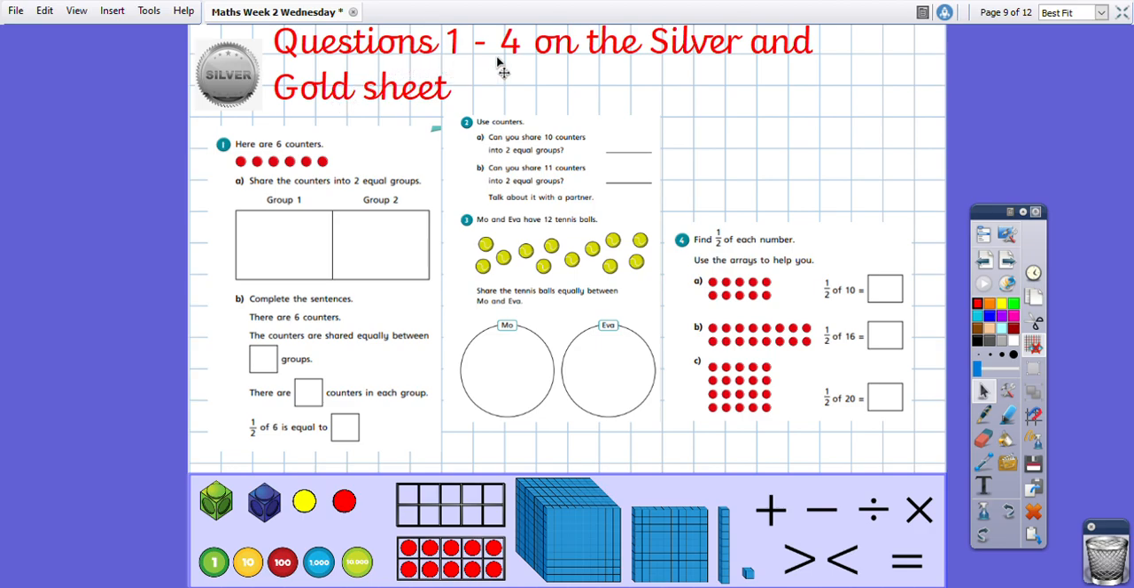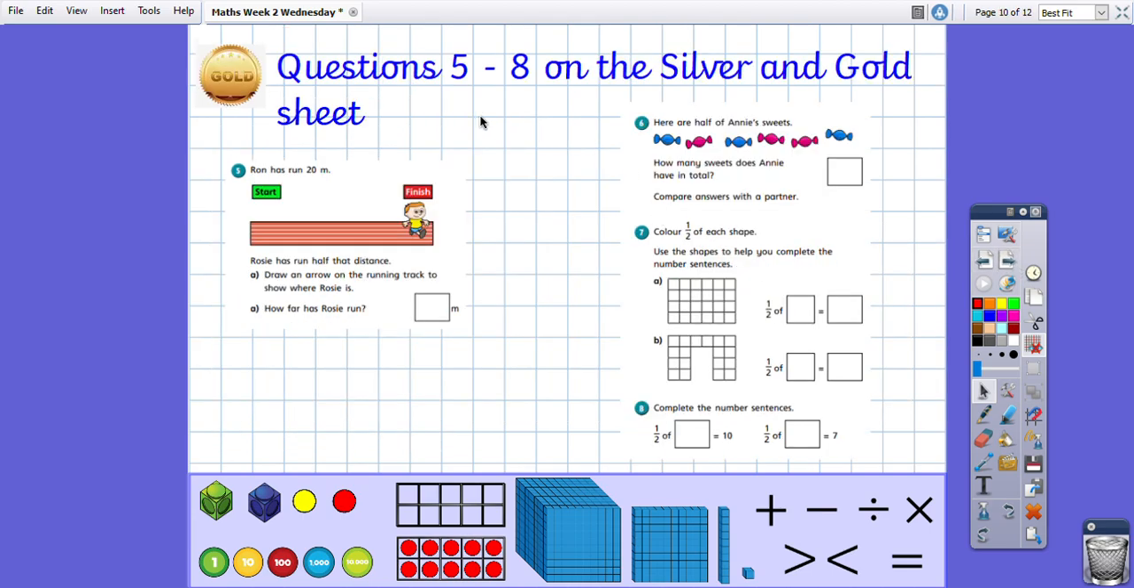Silver, you're doing questions 1 to 4 on the silver and gold sheet. And your questions are quite self-explanatory. You need to share the counters and then complete the statements. And then if you haven't got counters, you can use anything you want. Pencils, pens, cuddly toys, anything will work. You need to get 10 of them. Can you share them into 2 equal groups? Can you share 11 into equal groups? It says talk about it with a partner, but if you want to write a sentence as well, you can do. Then you need to share Mo and Eva's tennis balls. And then with arrays. Now I would go back to my slides where I showed you my sneaky tricks for finding half by using an array.